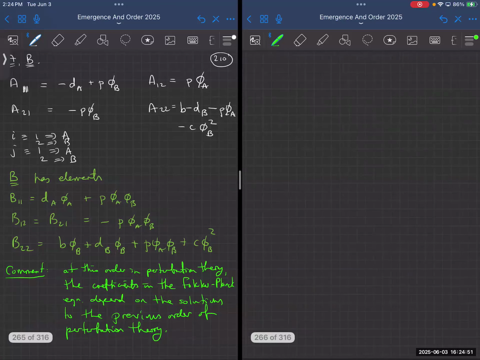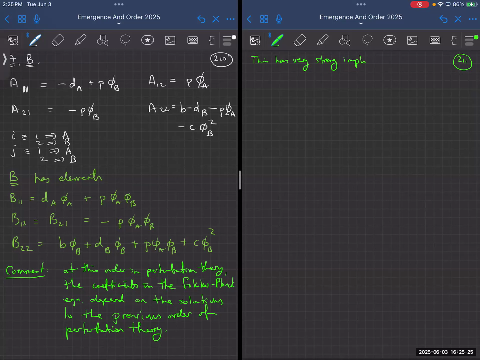So why does that matter? That statement is going to be the reason why we say that these equations have multiplicative noise. All your intuition about what happens when you take equations and add noise to them doesn't work for these equations because they have multiplicative noise. So let's go and see why. This has very strong implications for the associated Langevin equation.